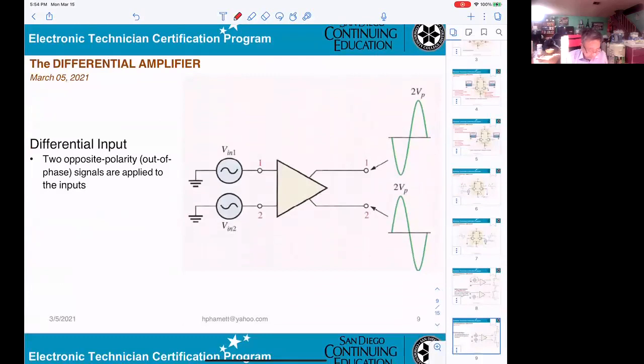Differential input: two opposite polarity, out of phase, signals applied to the inputs. If you want to apply input 1 and input 2, the only thing they are asking is that they have to be opposite. You see this one going up and this one has to be going down. That's what they are asking for if you want to apply to both input 1 and input 2.